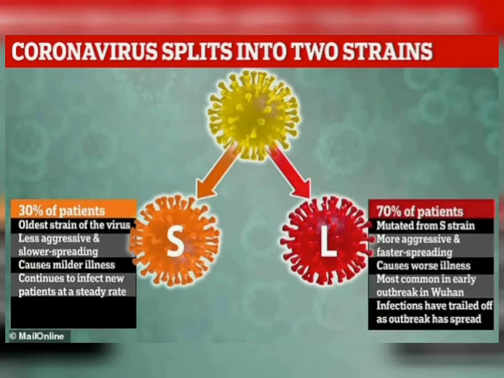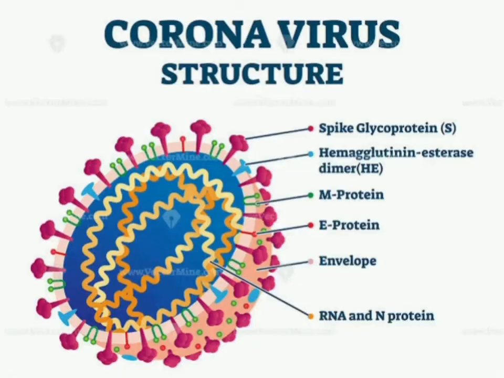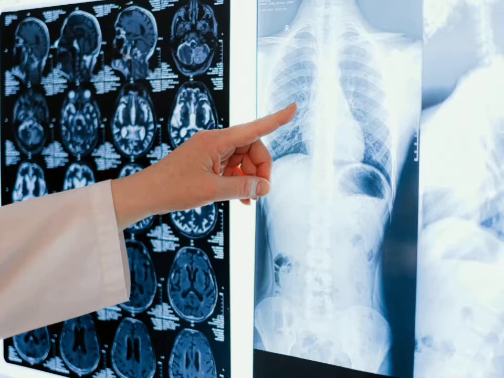The main difference between the S-type and L-type lies in the spike receptor, which is used for binding to the host. The virus uses an S-glycoprotein on its outer membrane to latch on to the receptors of our epithelial cells in the lungs and enter the cells.